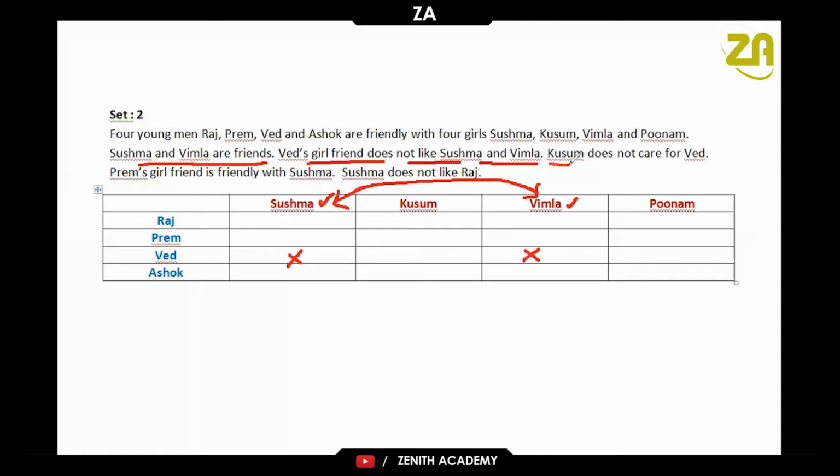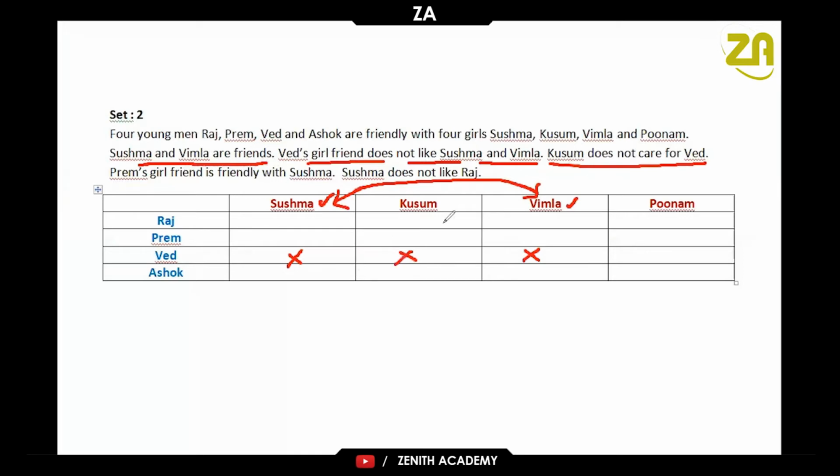Kusum does not care for Ved. So Kusum is also not a girlfriend of Ved, because when she doesn't care for Ved, it implicitly means that Kusum is not a girlfriend of Ved. So cancel out this cell.